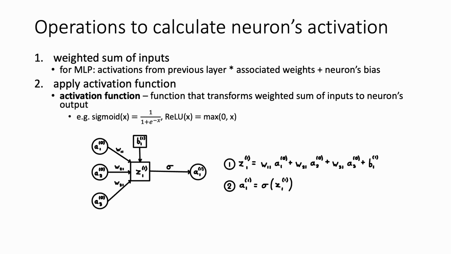Secondly, we apply an activation function to this weighted sum. Therefore, an activation function is a function that transforms the weighted sum of inputs to a neuron's output/activation. It is often represented mathematically by a lowercase sigma. Examples of activation functions include the sigmoid function and the ReLU function.